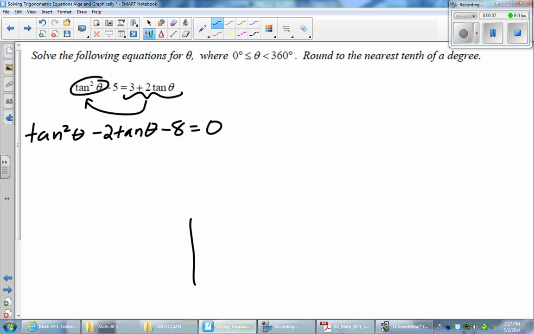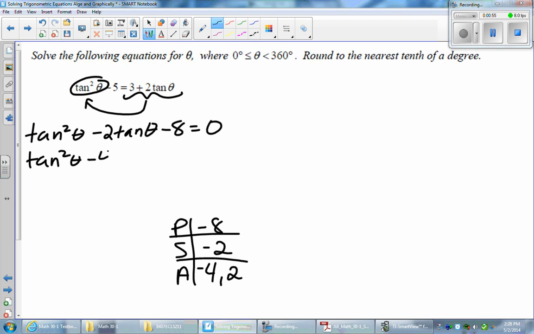So let's see if this is factorable, because it does follow a quadratic pattern. Product would be negative 8, and sum would be negative 2. So two numbers would be 4 and 2, and the 4 should be negative here. As a result, I have tan squared theta minus 4 tan theta plus 2 tan theta, and minus 8, which is equal to 0.